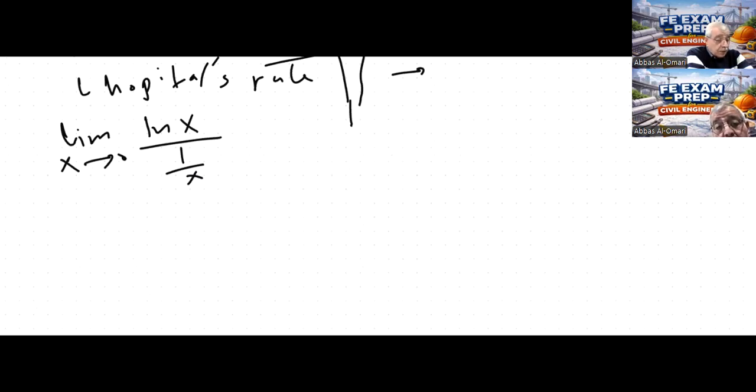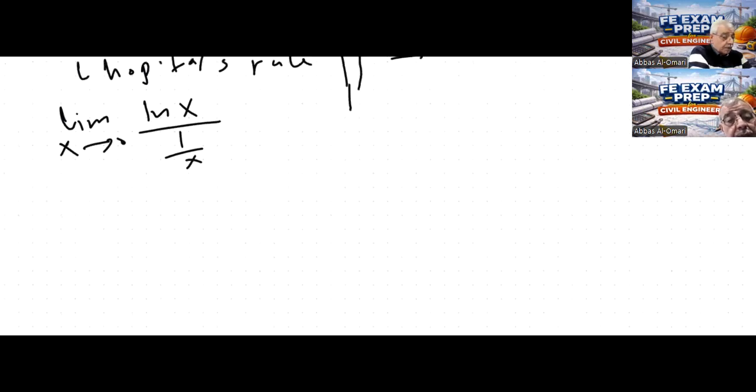L'Hopital's rule says that if the limit is undefined, we take the derivative of the numerator and the derivative of the denominator and find the limit again. So as x goes to 0, the derivative of ln x is 1 over x, and the derivative of 1 over x is minus 1 over x squared.